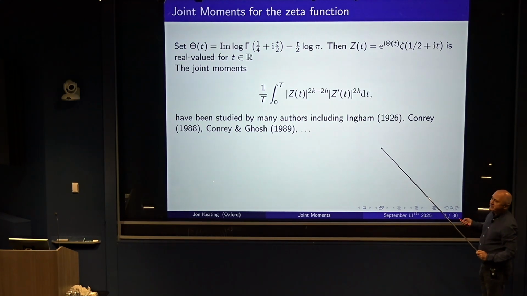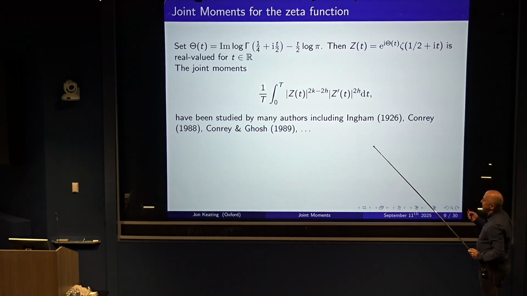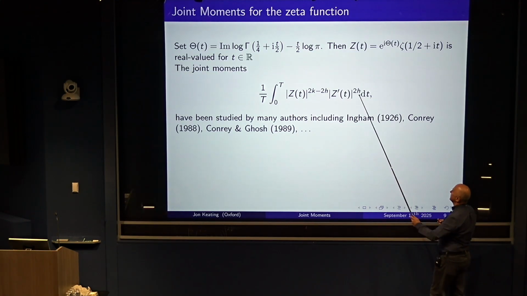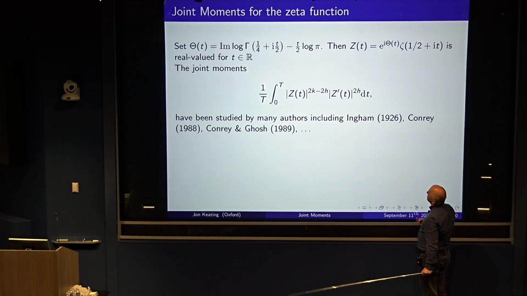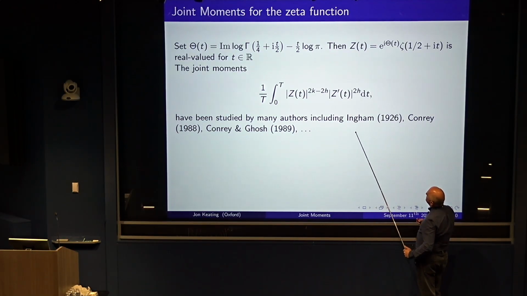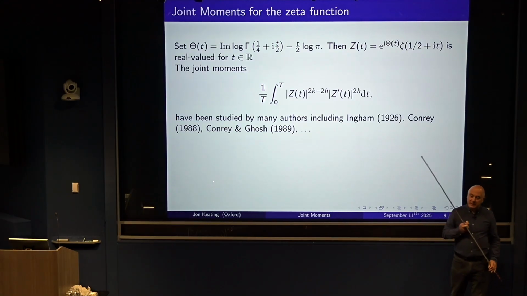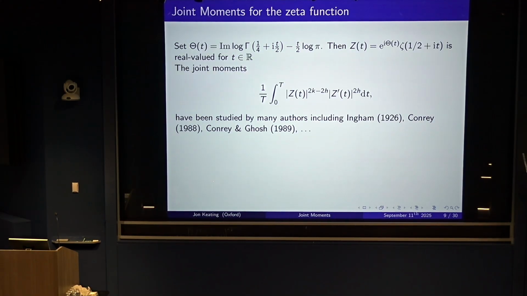Now, we could have done this for zeta. The story is almost identical, but I'm doing it for Z. It's a little easier to write some of the formulae. So these joint moments were introduced by Ingham in 1926, and they too have been studied in the number theory context by many authors. So there's a flurry of activity in the 1980s and 1990s, largely down to Brian Conrey and his co-workers. And various cases of these were worked out, just as the moments were worked out.